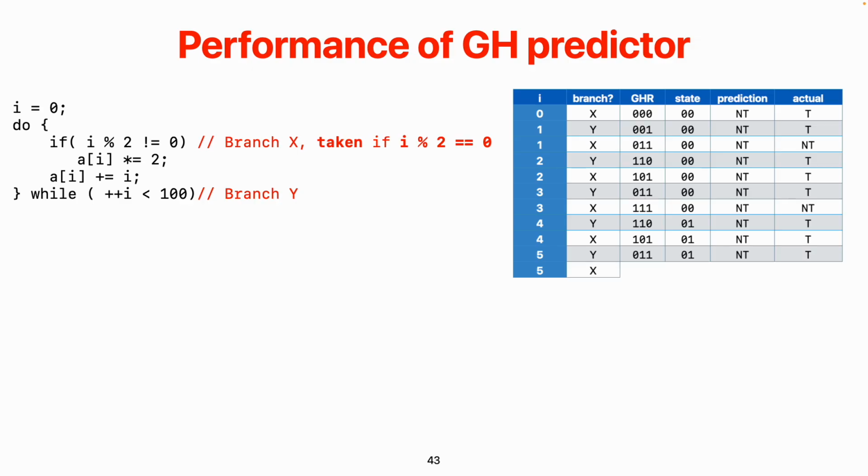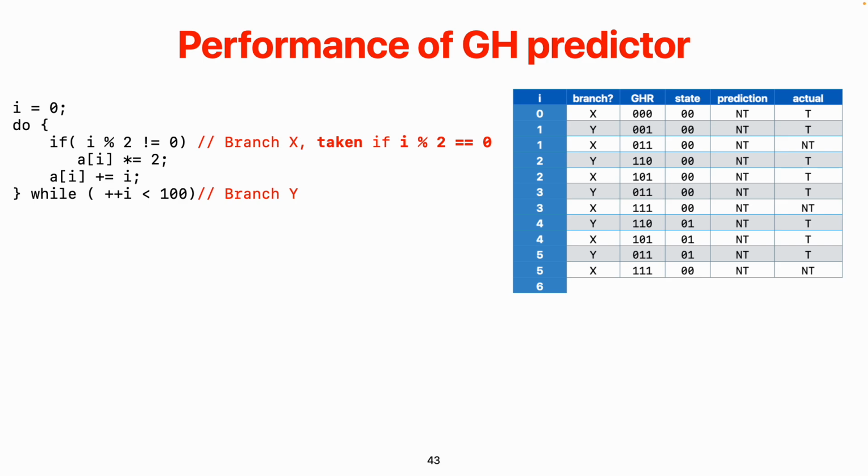Now, when i equals 5 at branch X, what's the current GHR? 111. What's the state in there? 0, right? Because the last time we saw 111 it was 0. So this one still stays at 0, predict not taken, and the actual outcome is still not taken. So this one we always guess right.